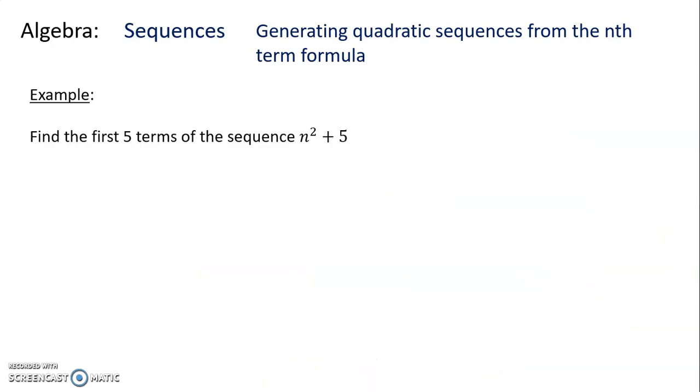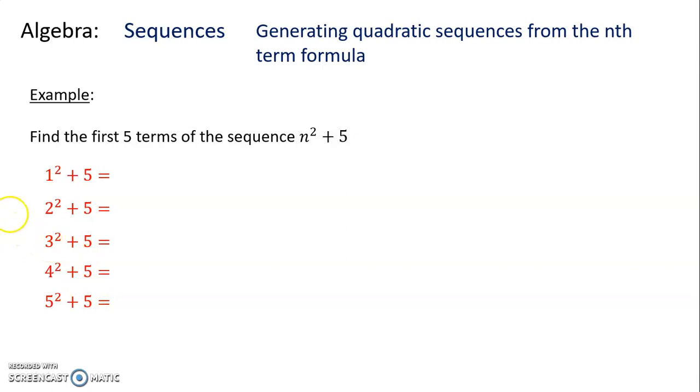So here's an example. Find the first 5 terms of the sequence n squared add 5. So the first term is 1 squared add 5, because of course n is representing the term number. So the first term n is 1. The second term is 2 squared add 5. The third is 3 squared add 5. Then 4 squared add 5. And then 5 squared add 5.